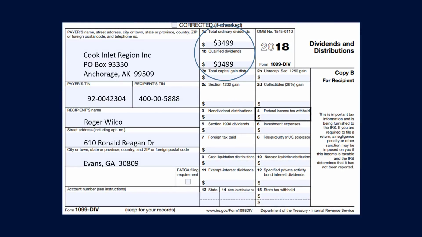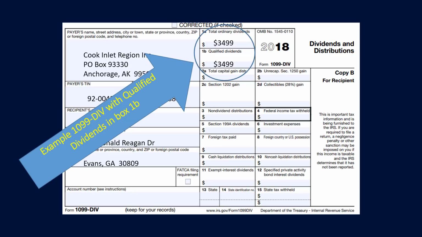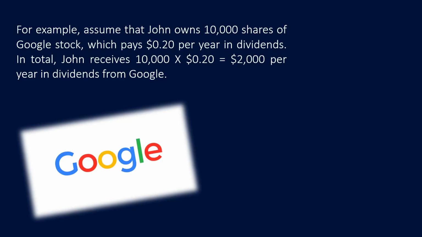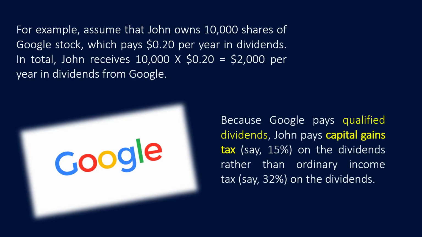So here we see the qualified dividends showing up in Box 1B of the 1099 DIV. Qualified dividends flow over to Form 1040, page 2, line 3A. For example, assume that John owns 10,000 shares of Google stock, which pays 20 cents per year in dividends. In total, John receives $10,000 times $0.20, or $2,000 per year in dividends from Google. Because Google pays qualified dividends, John pays capital gains tax rates, let's say 15%, on the dividends rather than ordinary income tax rates, which could be 32% on the dividends.